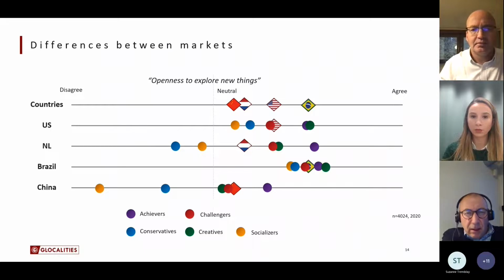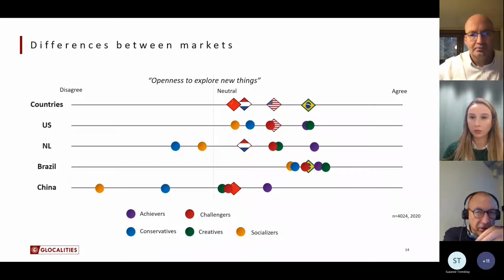Thank you. One of the things we see here, Martin, as well, is that it seems that in all four countries, the socializers and the conservatives are lagging behind to explore new things. Do you see that as a trend over all different categories, or is that category specific? Can you tell a little bit more about that?